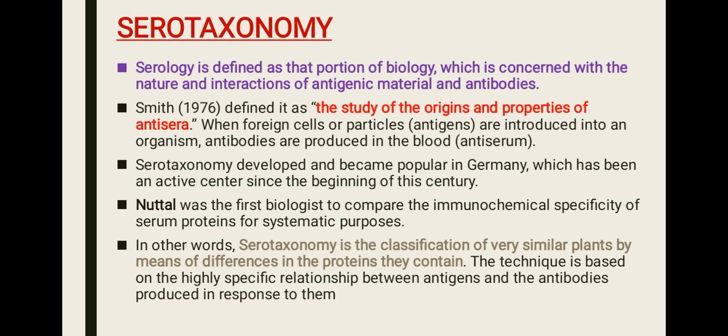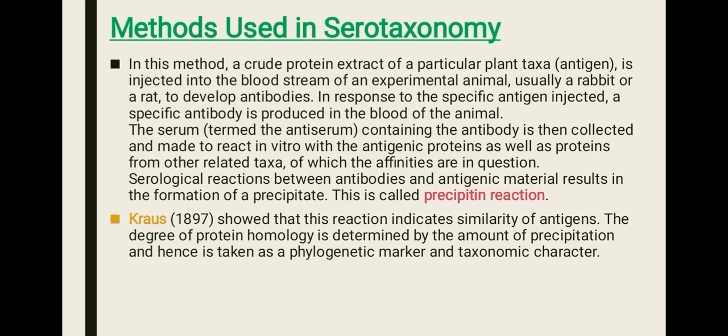In other words, serotaxonomy is the classification of very similar plants by means of differences in the proteins they contain. The technique is based on the highly specific relationship between antigens and antibodies produced in response to them. Methods used in serotaxonomy: a crude protein extract of a particular plant taxon, or antigen, is injected into the bloodstream of an experimental animal, usually a rabbit or a rat, to develop antibodies.